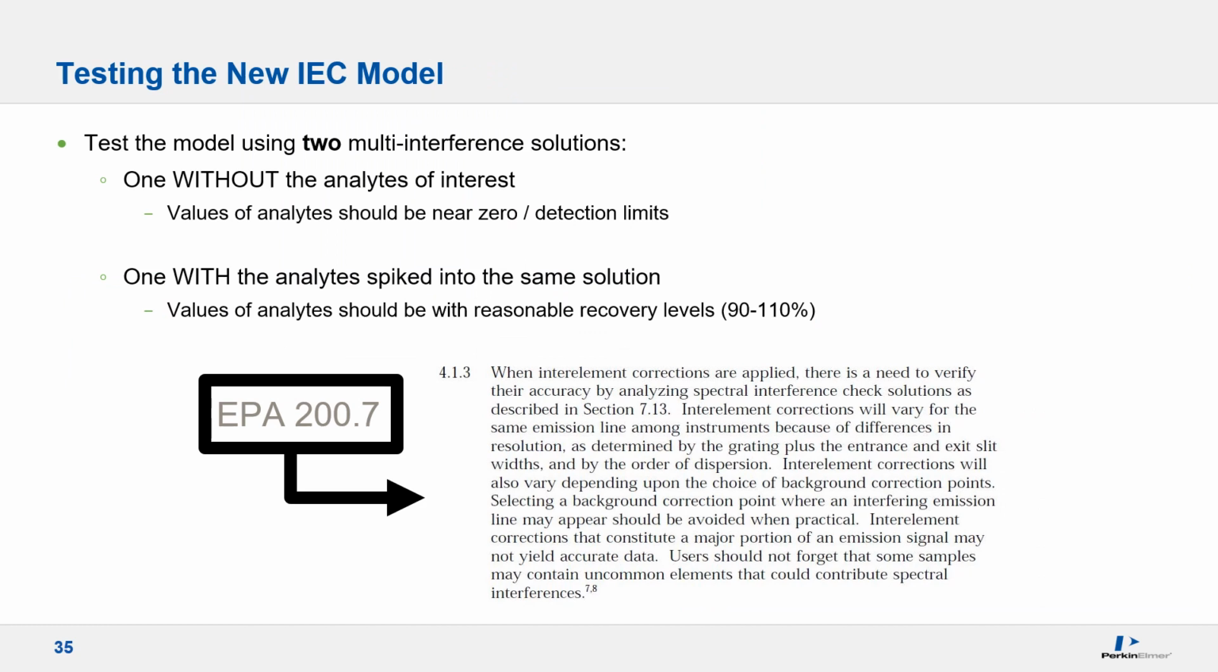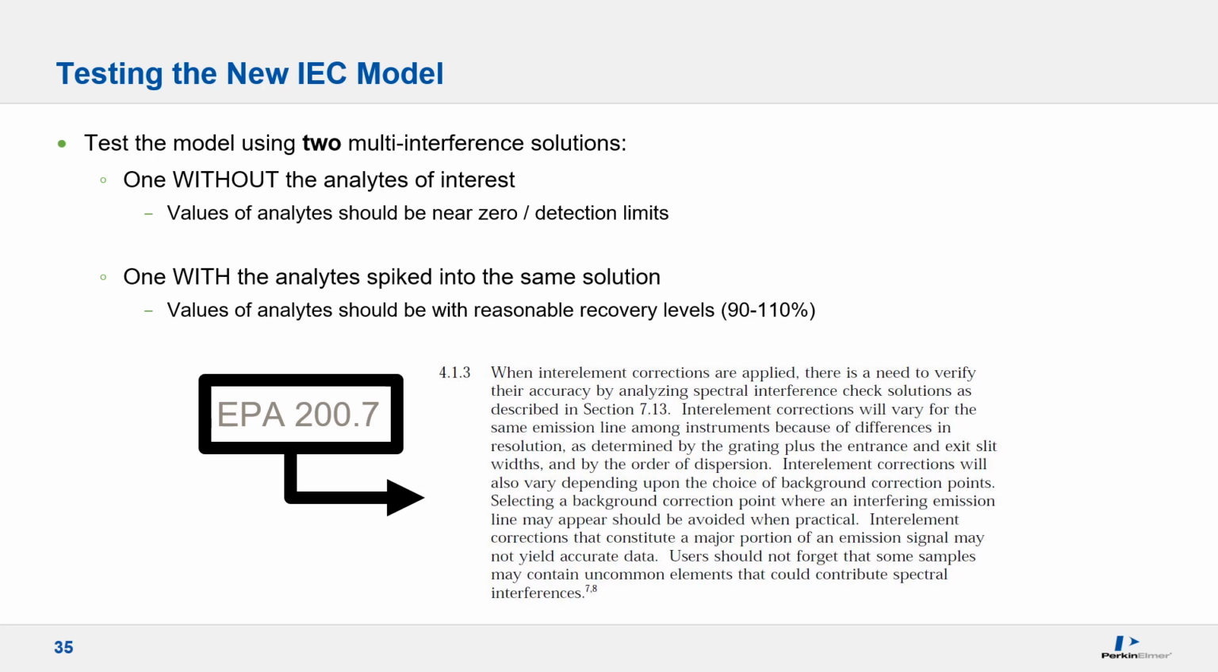Now that you have built and deployed your IEC model, you will want to verify its effectiveness, just like with the MSF model. You do so by running 2 solutions as samples with your method containing your freshly calibrated IEC. The solution that contains only the interfering elements should not contain the analytes of interest and should return near 0 values. The solution which contains both the analyte of interest and the interfering analytes should return an acceptable recovery, usually plus or minus 10%. If you have a standard reference material, this would be a good time to analyze it and calculate your percent recovery.